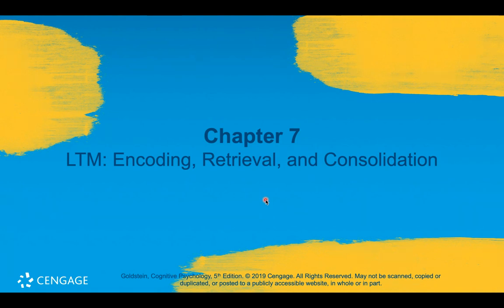In this chapter, we're going to be expanding upon our discussion of long term memory, specifically the processes or the variables that are going to impact encoding, retrieval, and consolidation of long term memories. So, we're moving beyond just the structure of long-term memory, and what we're trying to understand are the things that determine whether an event or a piece of information will or will not be remembered.